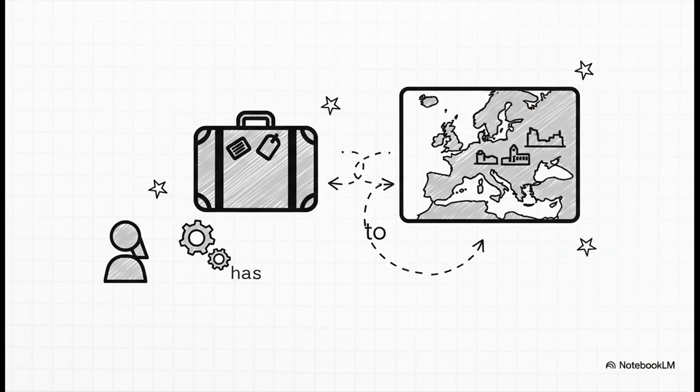Okay, so let's look at this sentence right here. She has traveled to Europe. Traveled and Europe, those are content words. They give us the core information. But she, has, and to, those are function words. They build the structure and, as you're about to see, they're the ones that are the shapeshifters.